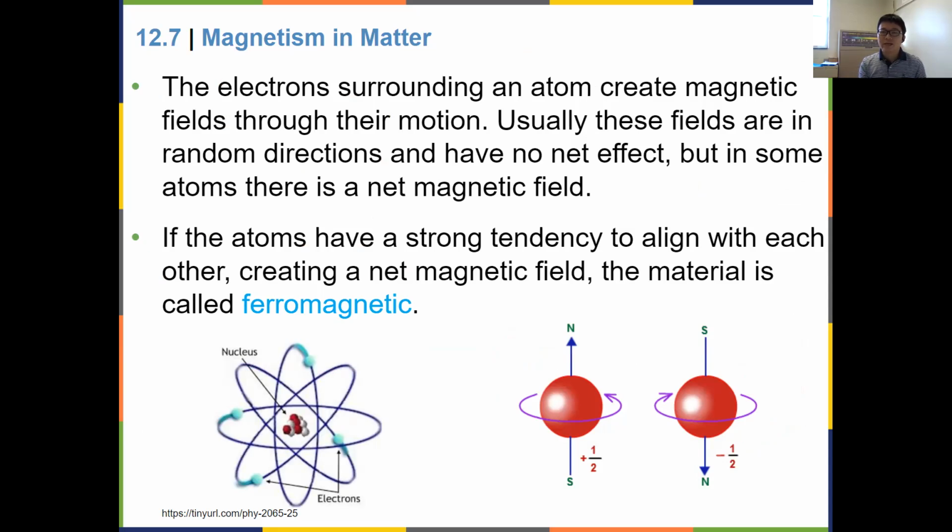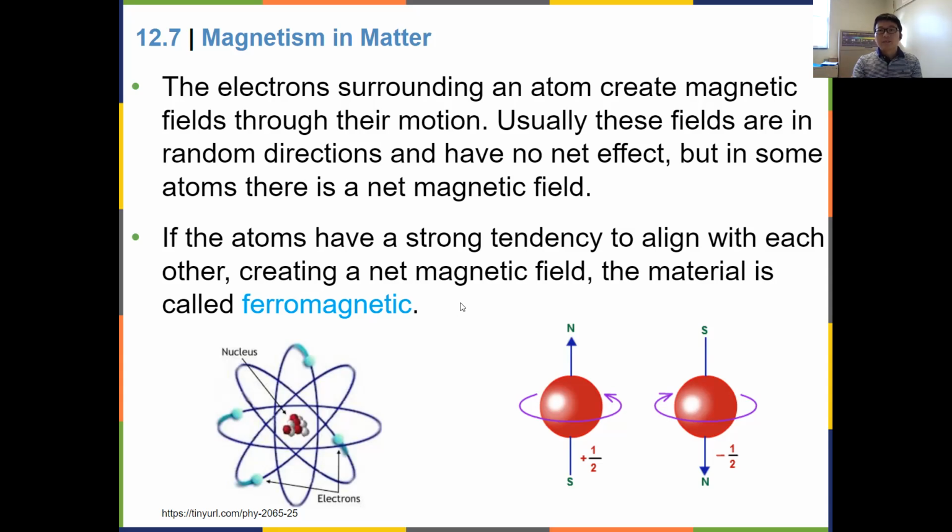The electrons of each atom have more electrons orbiting in one certain direction. Or for the electrons, some of the magnetism may be caused by the spin of electrons. If the electrons all spin in the same direction, they cause a magnetic field by the spin of electrons.